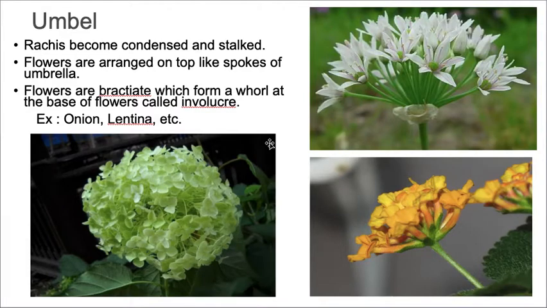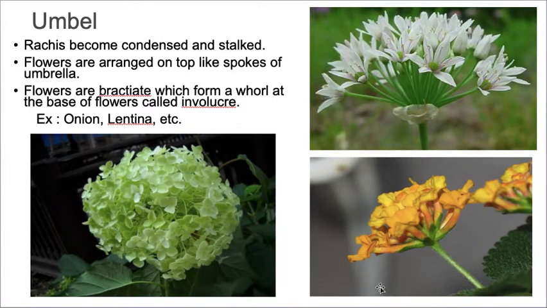Now the next one is umbel. In an umbel, the rachis is condensed. See, it becomes very small. The rachis becomes condensed, whereas the flowers are arranged like spokes of an umbrella. See, in an umbrella you have spokes, like that. The flower stalks are also arranged like spokes of an umbrella. Then that is called an umbel. The best examples are onion flower and lantana.